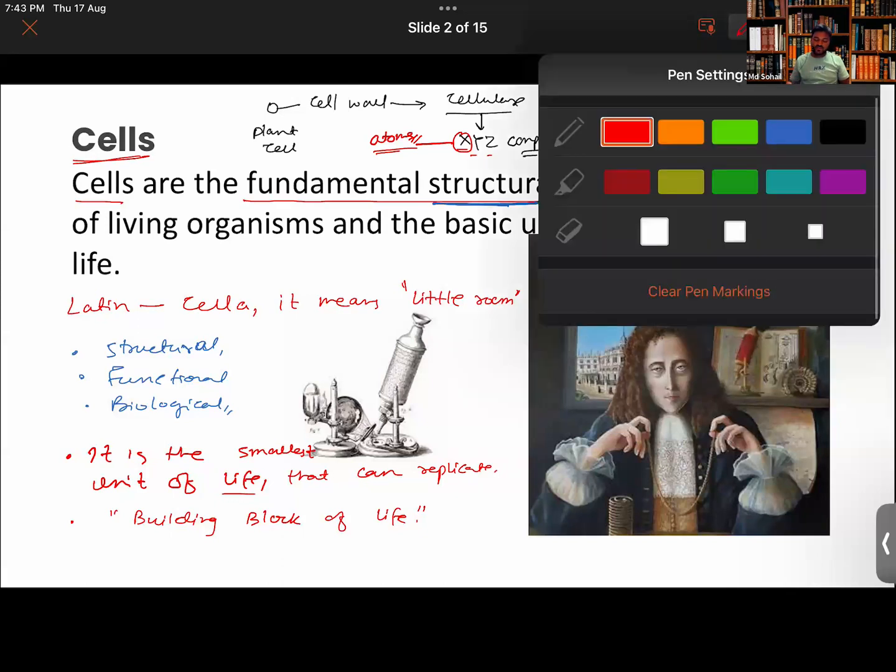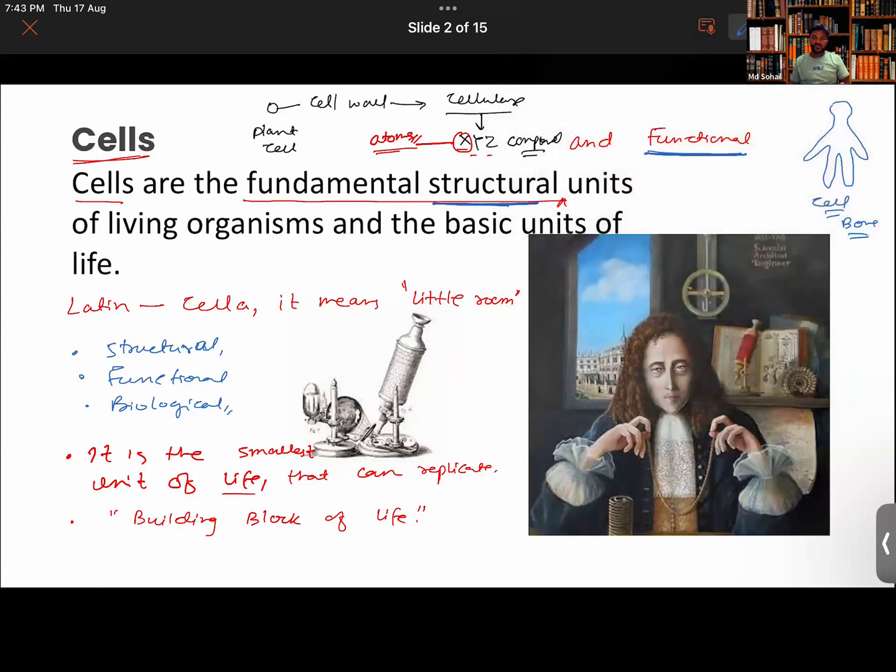Now, who was the scientist who is credited with the discovery of the cell? Was he the inventor or the discoverer? Discoverer, obviously. He can't be the inventor. So in the year 1665, notice the year, in the year 1665, there was a scientist called Robert Hooke. You can look at him in this given picture, Robert Hooke.